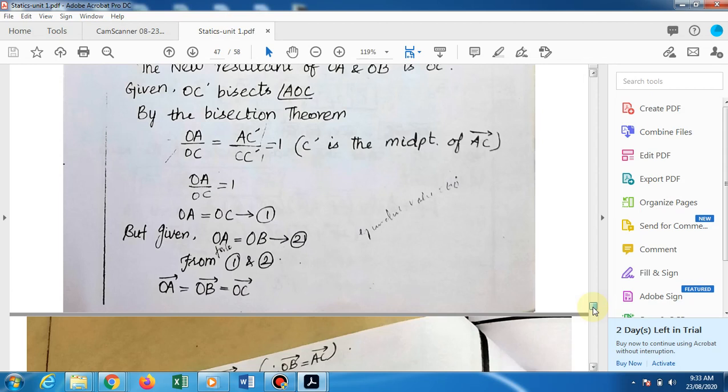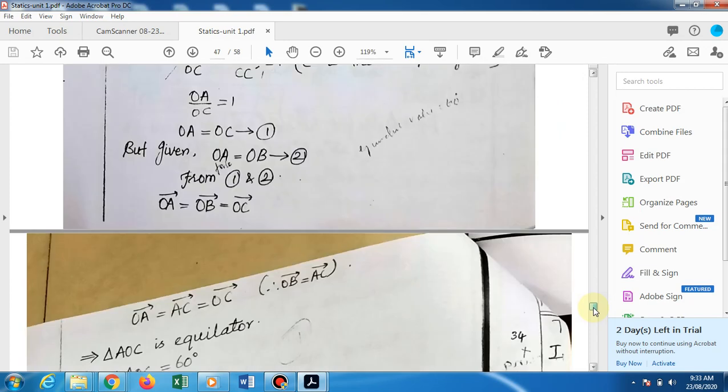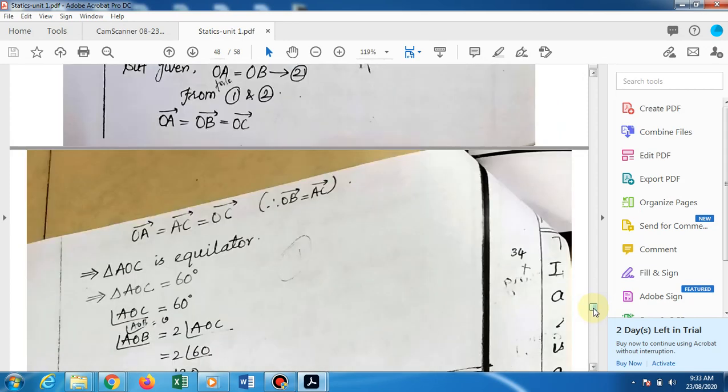But by what is given, OA is equal to OB. From 1 and 2, OA is equal to OB is equal to OC. Then OA is equal to AC is equal to OC. Since OB is equal to AC, you see this proof, you will understand.